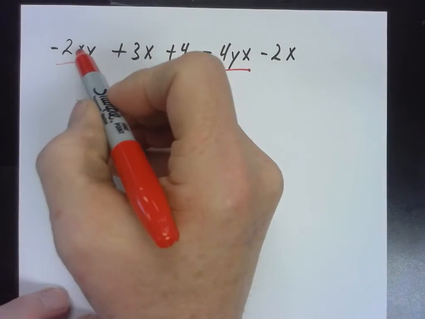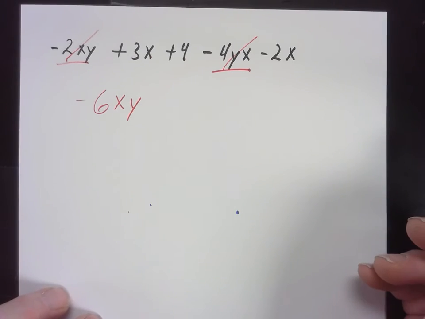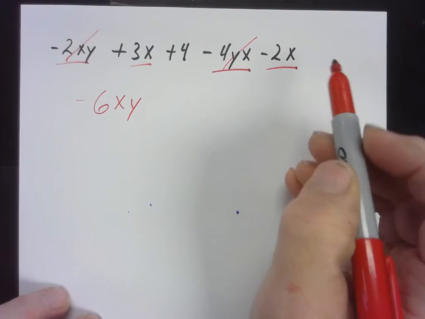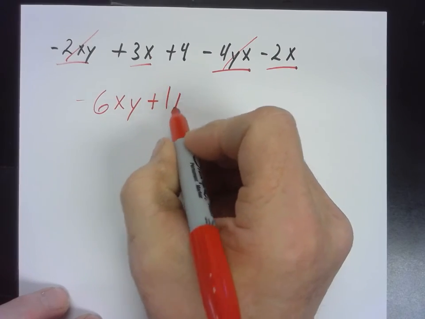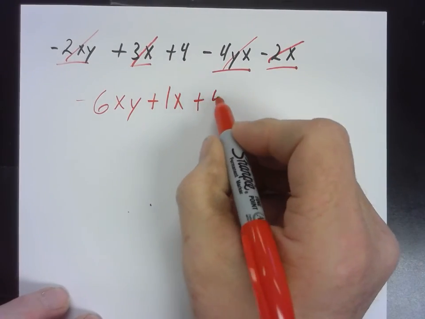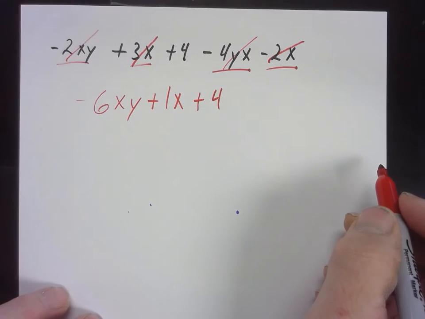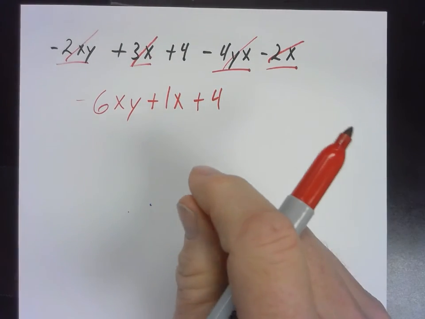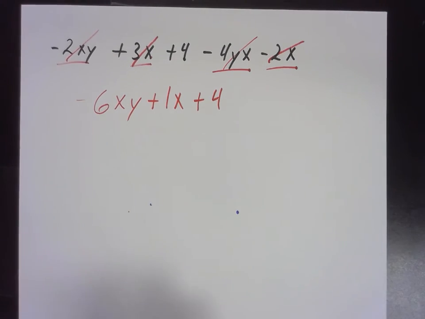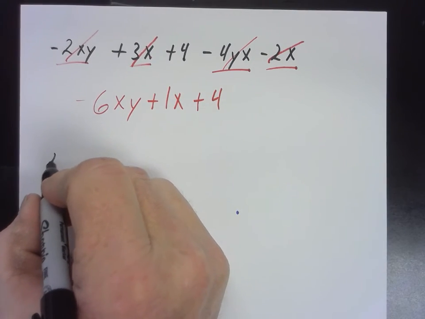So that takes care of those two. Now, what about the 3x and the -2x? Positive 1x. And then plus 4. Who did that right? Okay. Here, let's do another one. You're all going to be experts.